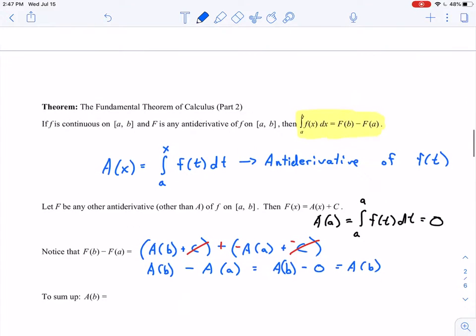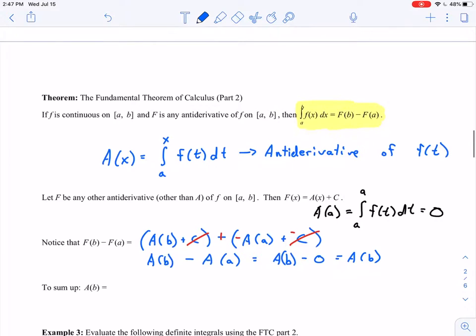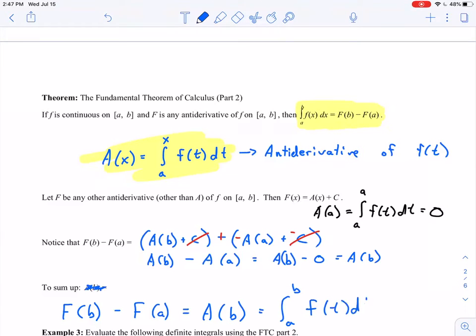So let's see if we can retrace our steps here. Let's say capital F of b minus capital F of a is equal to, we just showed, A of b. So that's equal to capital A of b, which, remember, is our area function right here, guys. This is so exciting. Look at this. This is the definite integral from a to b of f of t dt. So this gives us a way to evaluate definite integrals.